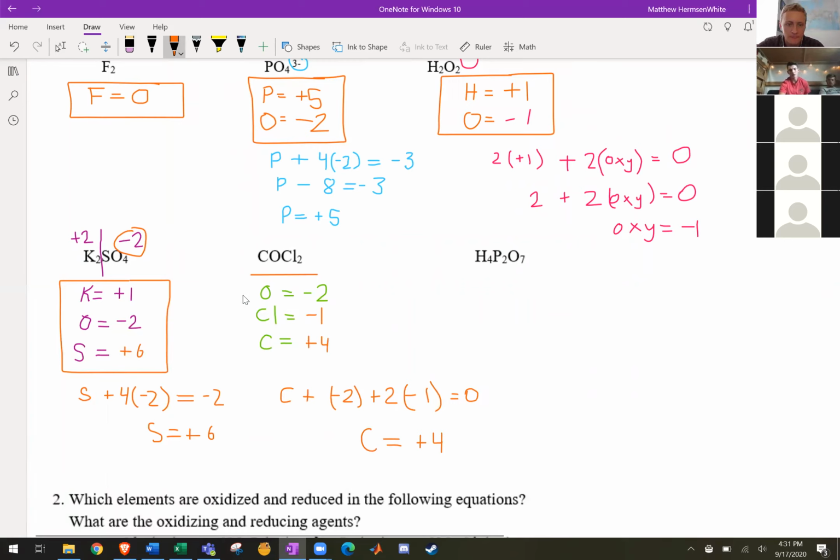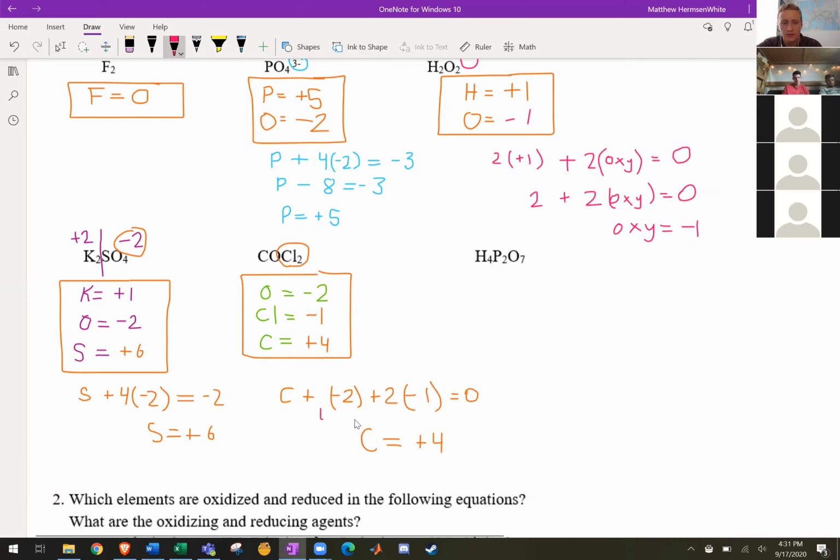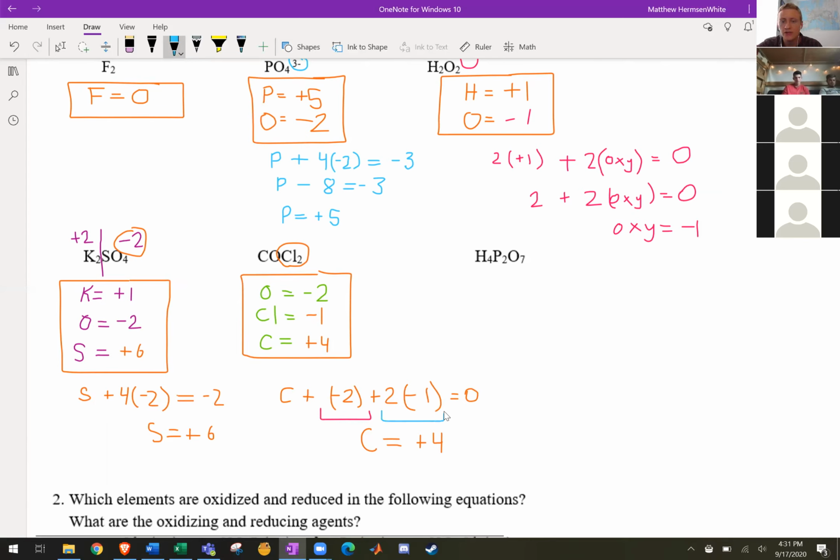Did you get the +2? Oh, good question. The 2 just represents that there are 2 chlorines right here. So we have carbon, this here represents the oxygen, and then this piece here is the chlorine. I put the 2 there because there are 2 chlorines, and each of them has a -1 charge.